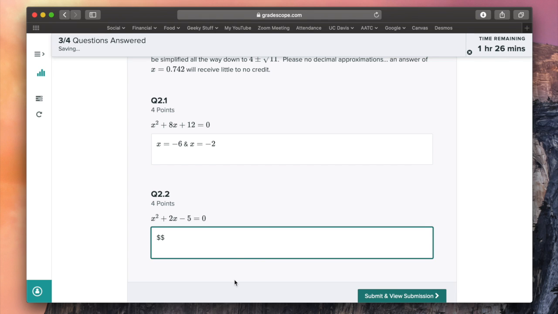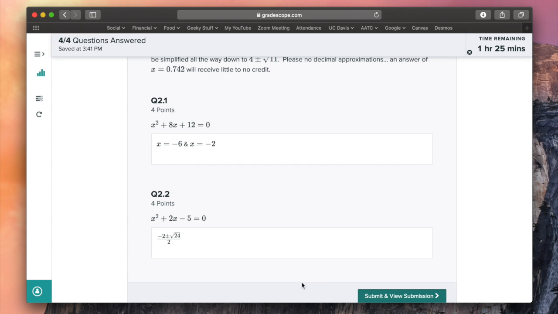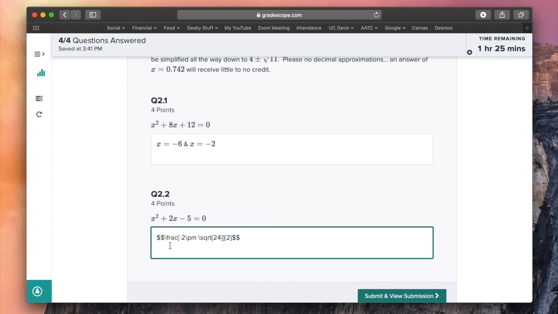I shouldn't write my answer as, say, negative 2 backslash PM for a plus or minus, backslash SQRT of 24. That's only the top, right? I wrote only the top there. I want to write that as a fraction, which is not right. So I use backslash frac, put all that in the top, and then another one for the bottom. There's my unsimplified answer, negative 2 plus or minus root 24 all over 2, which you write with backslash frac, all that stuff in the top, and backslash PM for the plus or minus.